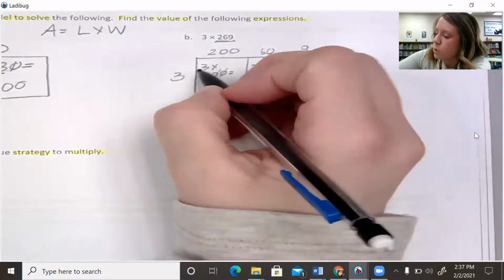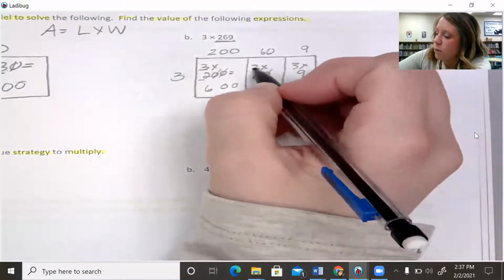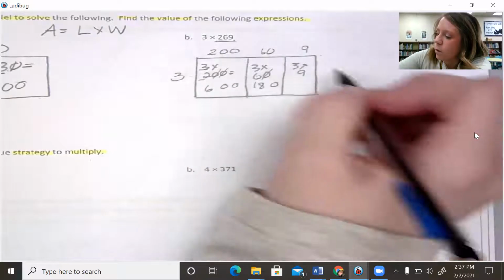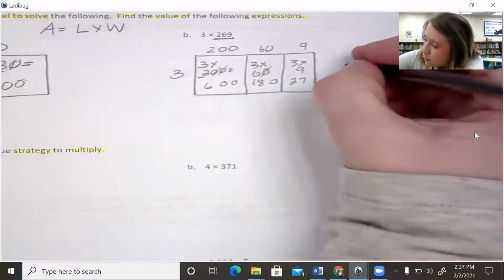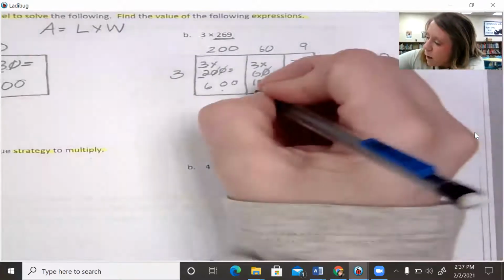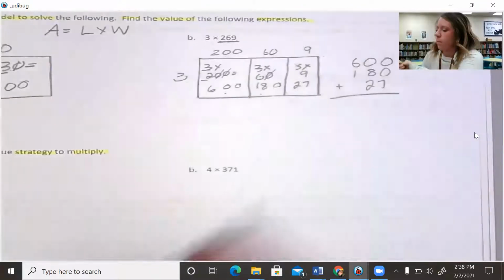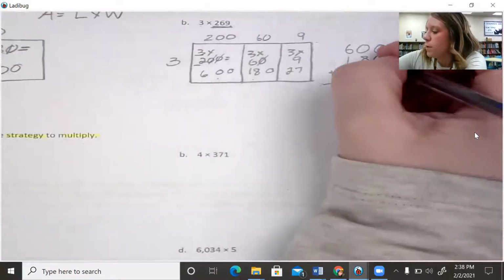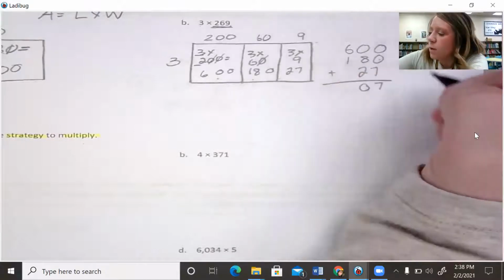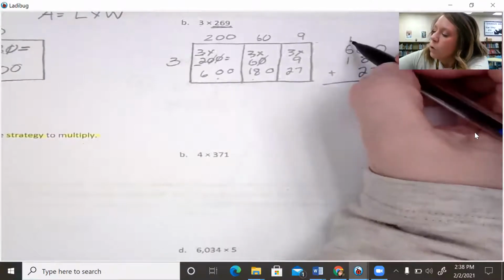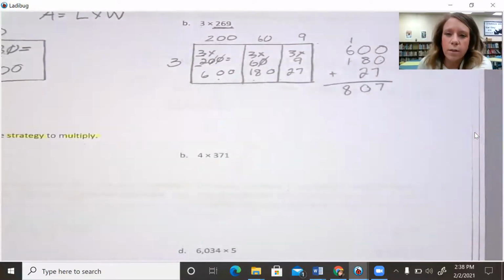I'm left with 3 times 2 equals 6. Take off 1 0. I'm left with 3 times 6 equals 18. 3 times 9 equals 27. Now, I'm going to line these 3 values up so that I can add more efficiently. 0 plus 0 plus 7 equals 7. 0 plus 8 plus 2 equals 10. So I put down my 0, carry my 1. 1 plus 6 is 7, plus 1 is 8, for the total of 807.